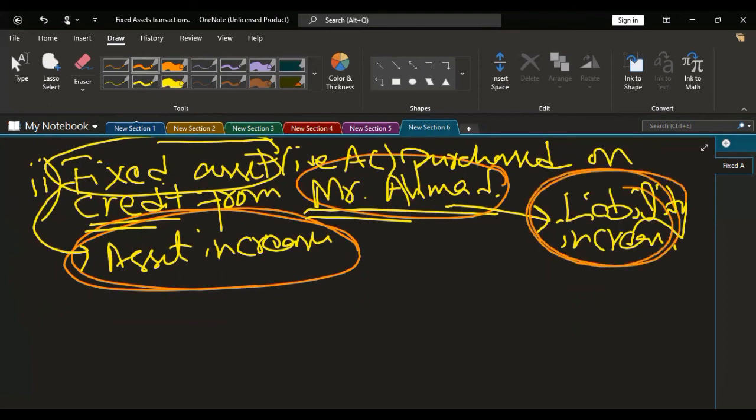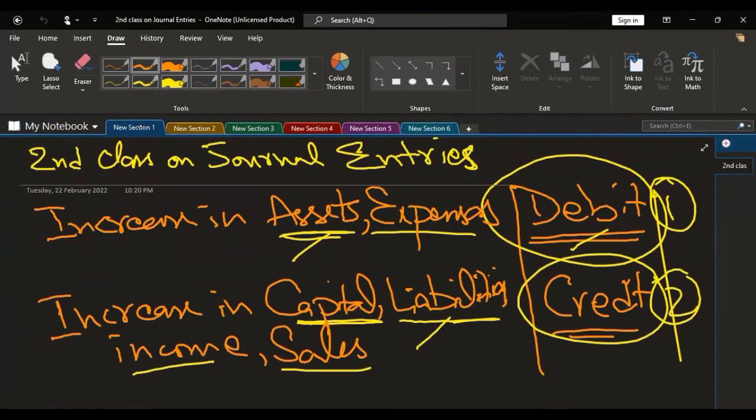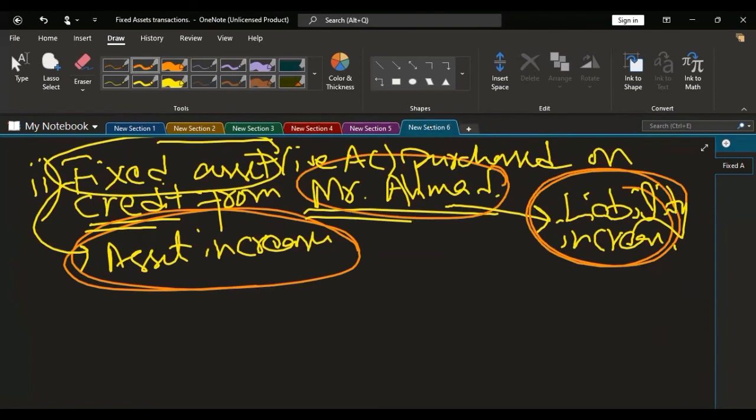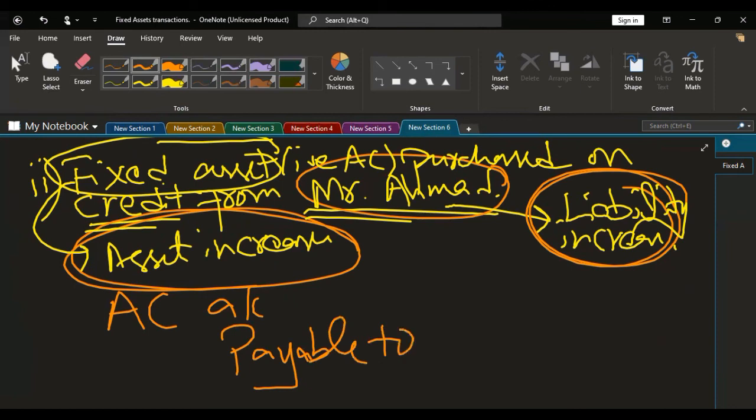So increase in asset will be debited, AC debit, and liability to pay Mr. Ahmed, payable to Ahmed, credit.